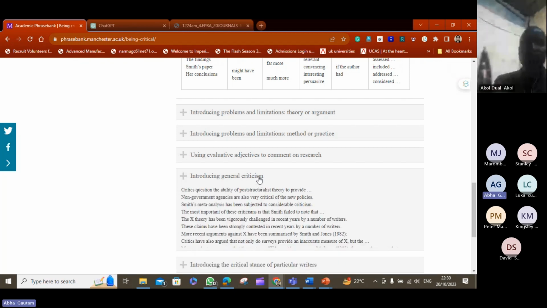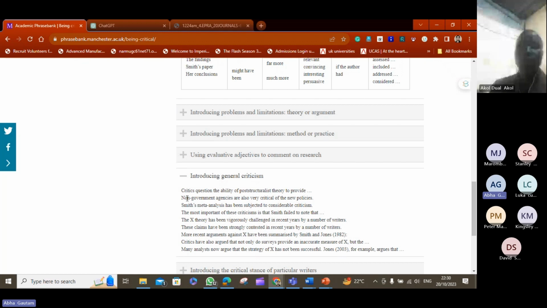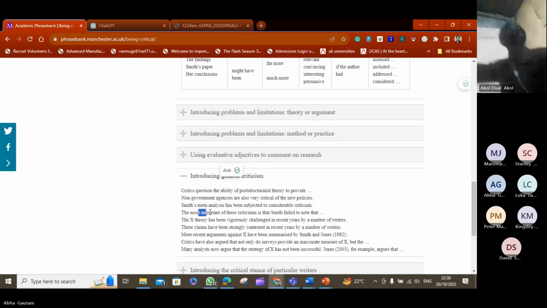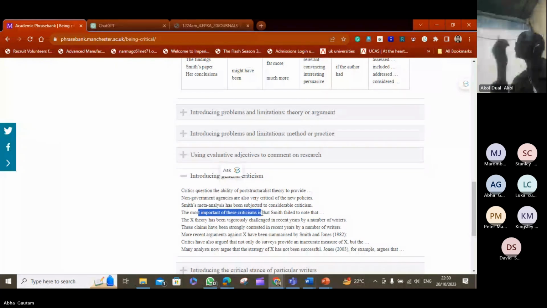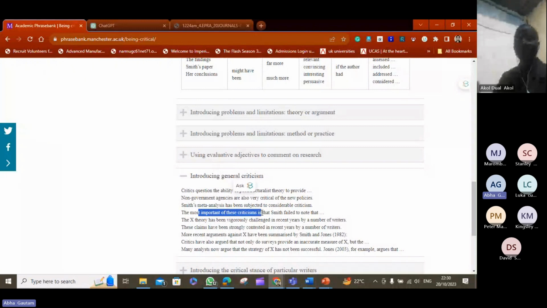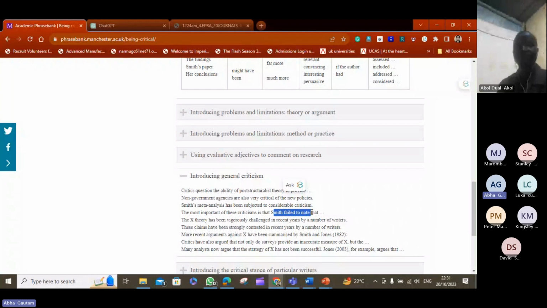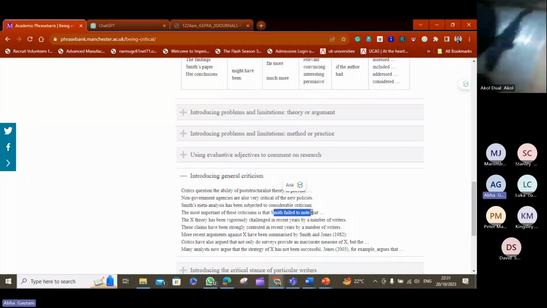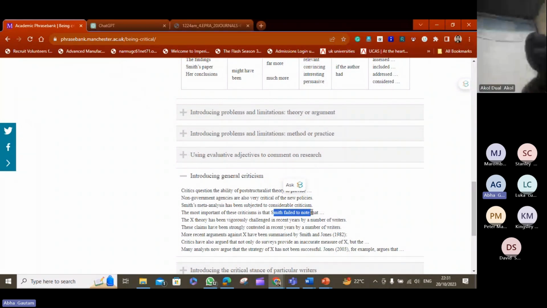If you want to generally criticize something, you can say non-government agencies are also very critical of new policies. So you did not name any agencies, you just mentioned NGOs. Or, the most important of these criticisms, which this person failed to note. So you are providing general criticism that most of them have not done it. In fact, Smith failed to note that, but I am covering it here.